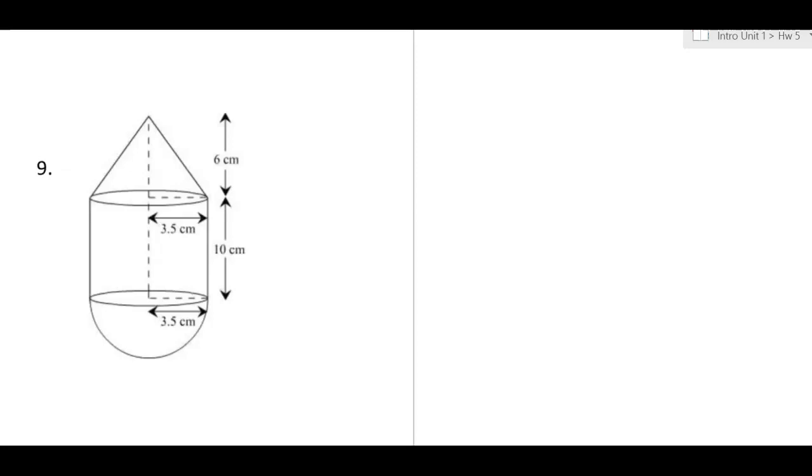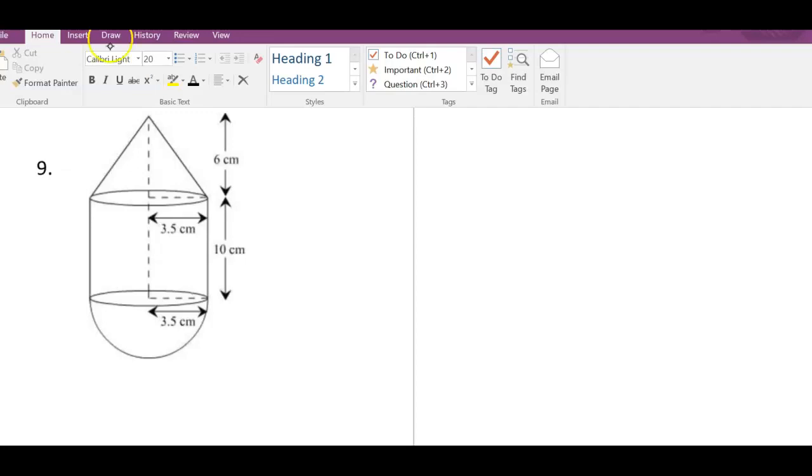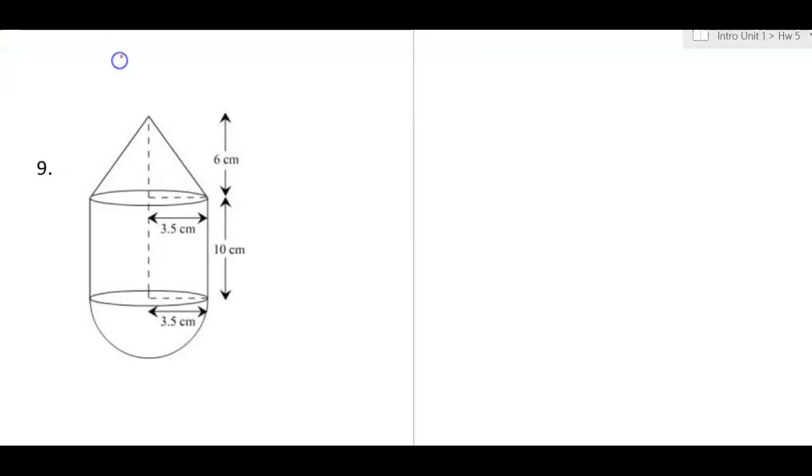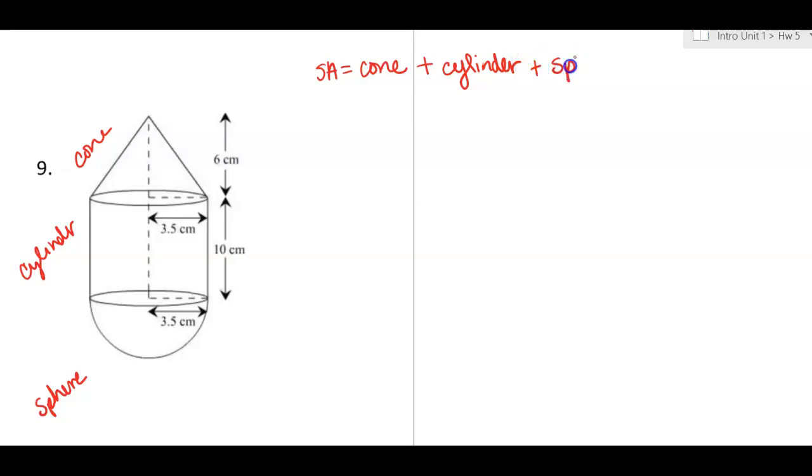Okay, here's number 9 on the homework. First I'm just going to point out that we have 3 figures stuck together. We have this cone, this cylinder, and half of the sphere. So when we look at surface area and we go to calculate it, we're going to want to calculate surface area of the cone plus surface area of the cylinder plus surface area of the sphere.